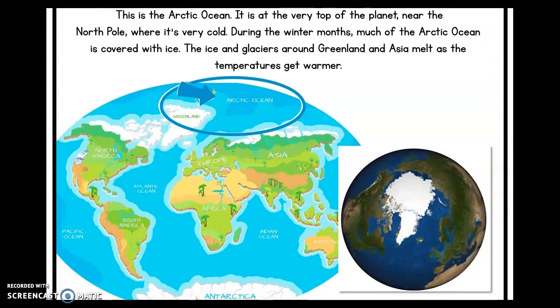All right, first we're going to talk about the Arctic Ocean. The Arctic Ocean is at the very top of the planet near the North Pole, where it is very, very cold. During the winter months, much of the Arctic Ocean is covered with ice. The ice and glaciers around Greenland and Asia melt when the temperatures get warmer. We know that it's very far away from the equator, which means that it's super cold there. And remember, we learned about glaciers as part of our bodies of water. Those are big masses of ice that float on top of water.